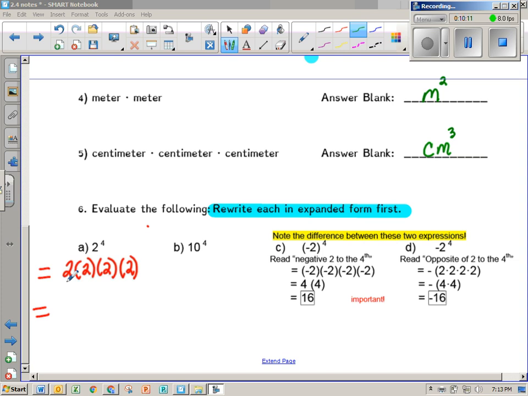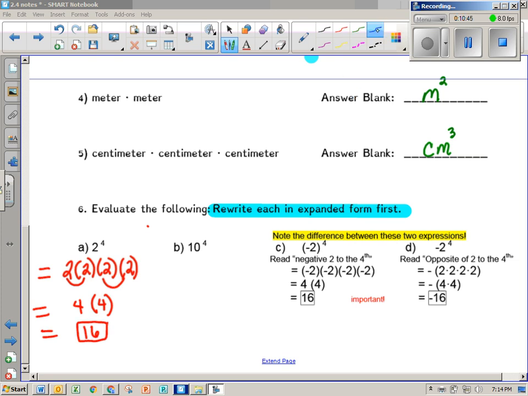So expanded form is right here. When you write it all out kind of the long way, you're expanding what it looks like. This would be exponential form. This is expanded form. And when you evaluate, you're trying to get a single number to represent this whole thing. Well, 2 times 2 would give us 4. If we multiply these 2's together, we get 4. And now we have 4 times 4, which is 16.